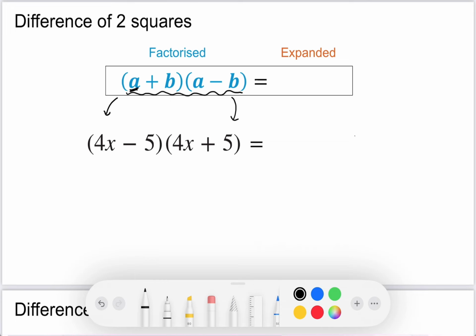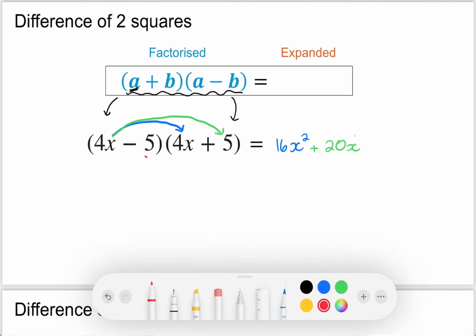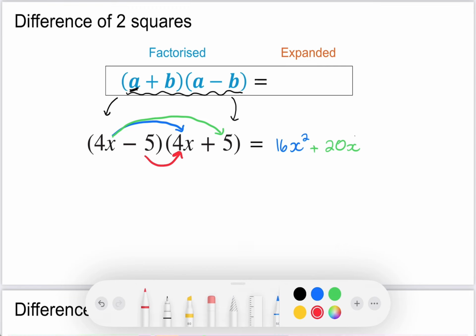So let's expand out our numeric expression using FOIL. FOIL means we multiply the firsts. 4x times 4x is 16x squared. Outsides, 4x times positive 5 gives me positive 20x. Insides, negative 5 times 4x will give me negative 20x. And lasts, negative 5 times positive 5 gives me negative 25.